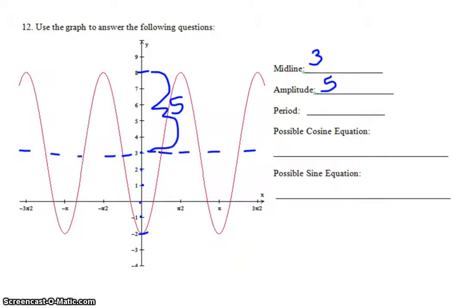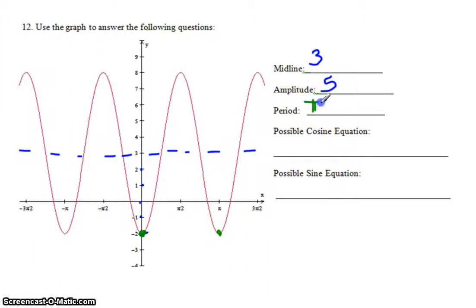My period. To find my period, what I need to do is I need to find a good starting point. So what I'm going to do is I want my graph to start here because I can tell exactly what spot that's at. So that is going to be a negative cosine, going to go up and then back down and end here. So my period is going to be pi.